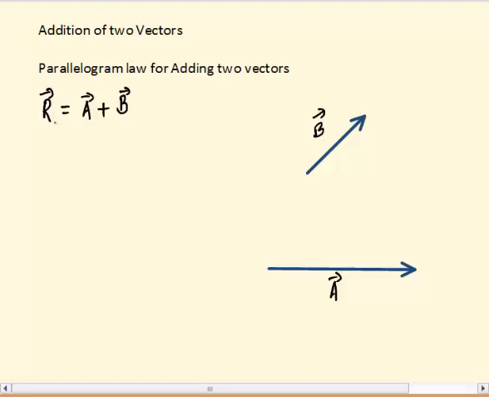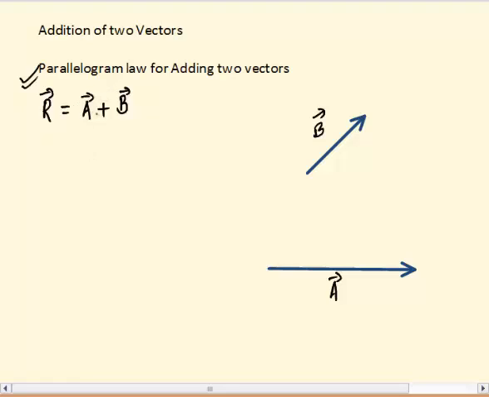Suppose I want to know R vector, which is the sum of A vector and B vector. This addition is only valid if A and B represent the same physical quantity. As you all know, we can add only those quantities which are similar. Length can be added to length, so displacement can be added to displacement in case of vector. A force cannot be added with a velocity vector. So it is understood that A and B represent the same physical quantity. So in order to add A and B and get the resultant R vector, we will follow the parallelogram law.